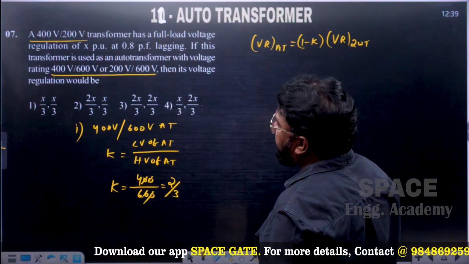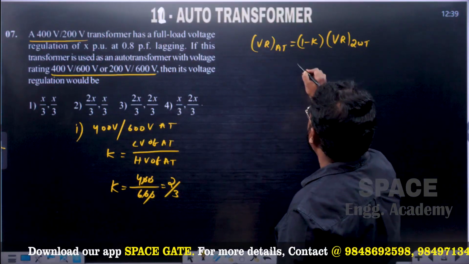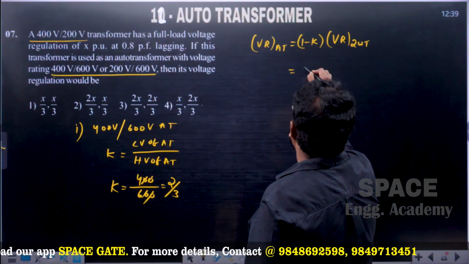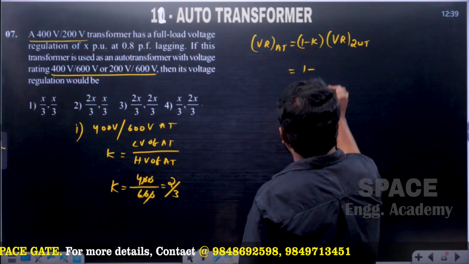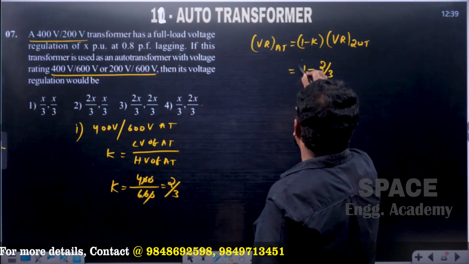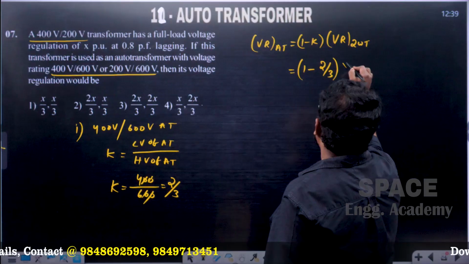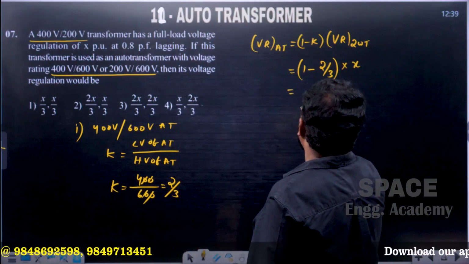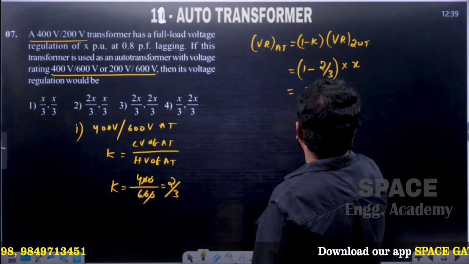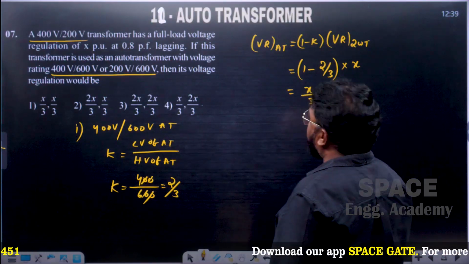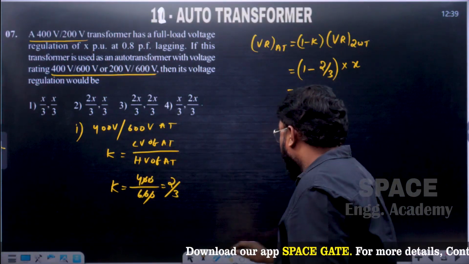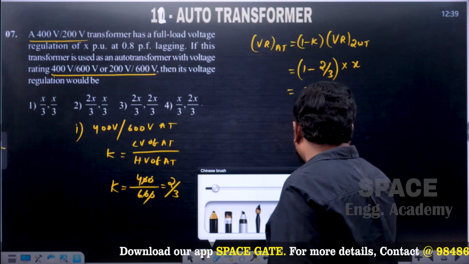And what is the voltage regulation? That is the X value. So it is equal to 1 minus K, where K is 2 by 3. So 2 by 3 multiplied by X. Now simplifying here, the X by 2, so this value is equal to X by 3. So that is case 1. And in case number 2, what will happen?